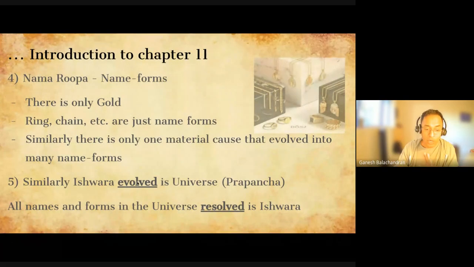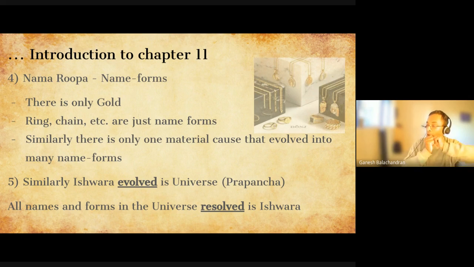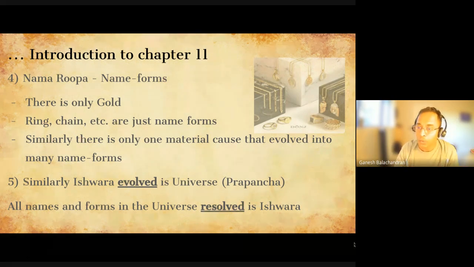Similarly, Ishvara, evolved, is the universe. Prapancha, all names and forms in the universe, resolved, is Ishvara. You understand? Prapancha means evolved, then resolved. Resolution, you call it pralayam. In Vedanta, we don't call it destruction. Because pralayam means, I think it's destruction. No, it's evolved and resolved and evolved and resolved. Those are the two words that are used. All names and forms resolved is called Ishvara.